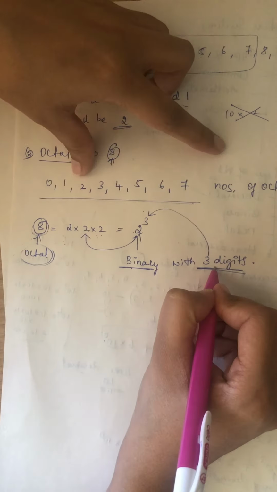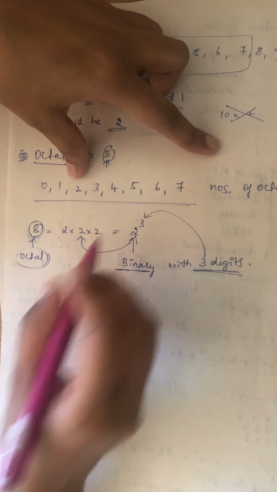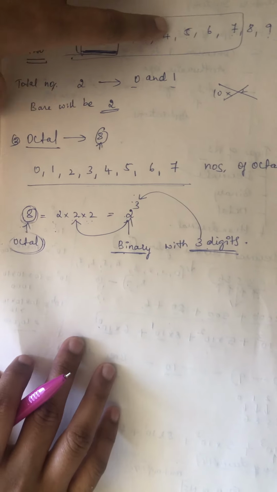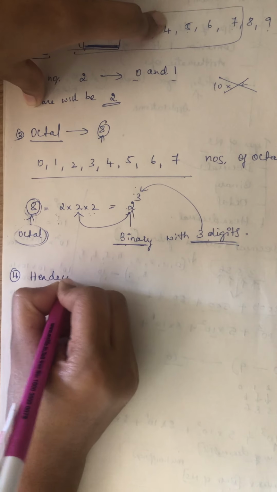How did I get these 3 digits? Because it is a power of 8. 8 is equal to 2 power 3. So this is the third number system, octal. The last number system is hexadecimal.